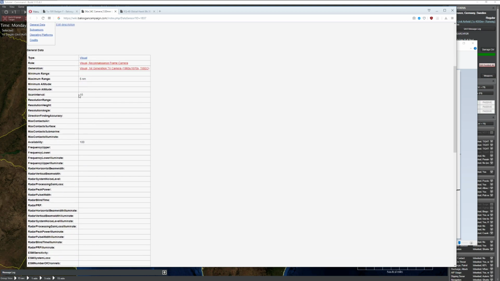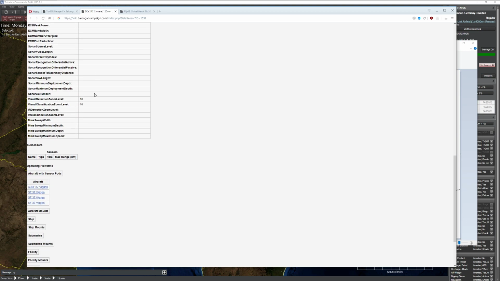Scrolling down, we have our scan interval. That's just how often we look out the window. This is once every 10 seconds. This doesn't bother us much. We're too slow for this to be a problem usually. Scrolling down to the bottom, we have detection zoom level.